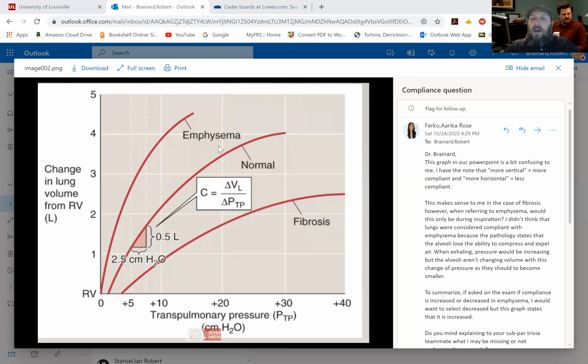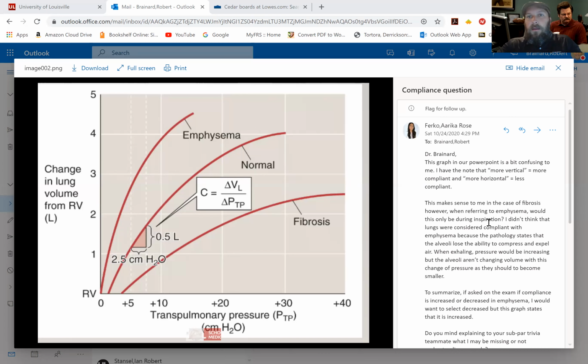Does that make sense? So let's see, this makes sense to me in the case of fibrosis, when referring to emphysema, would this only be during inspiration? So no, it really depends on what portion of the emphysematic curve that person's tidal breath is on. So remember that this, if you look at emphysema right here, I think I can annotate this.